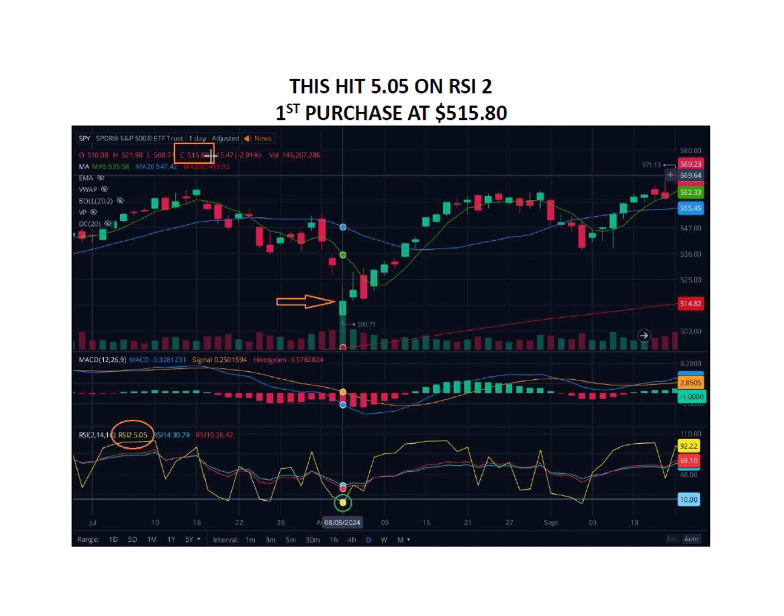So you can see up here, I circled this here. I got this boxed in. This is the close of the day, 515.80. And I wrote at the top once again, my first purchase at 515.80. Now again, you can purchase as many shares as you want, but just to keep things simple, I'm only using one share.